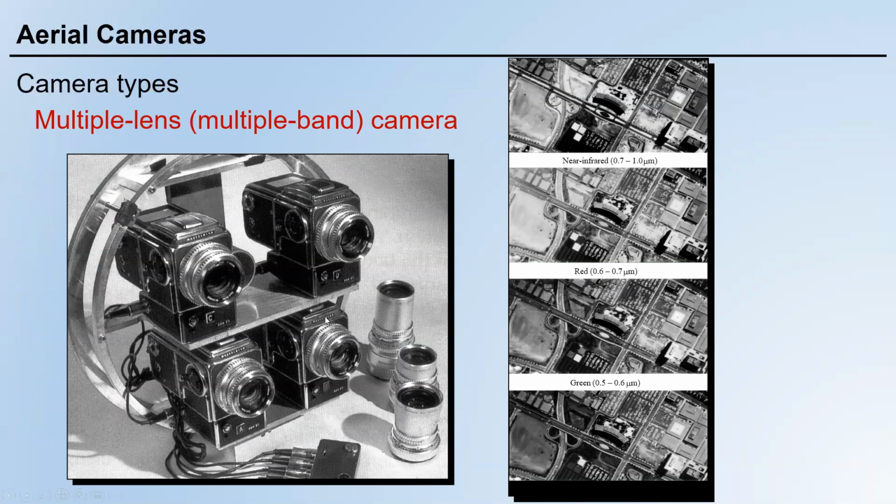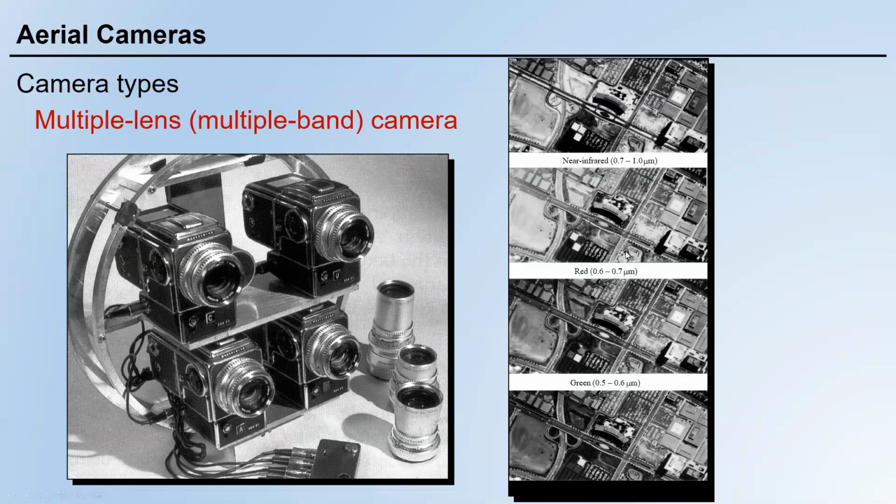So here is an example. You can see actually it's 4 cameras. They are combined. They are mounted on this device, to make sure that at a specific time they're looking at the same area. Why do we need multiple lens? Because each one can be responsible for a specific band. Okay, for a specific range of wavelengths.